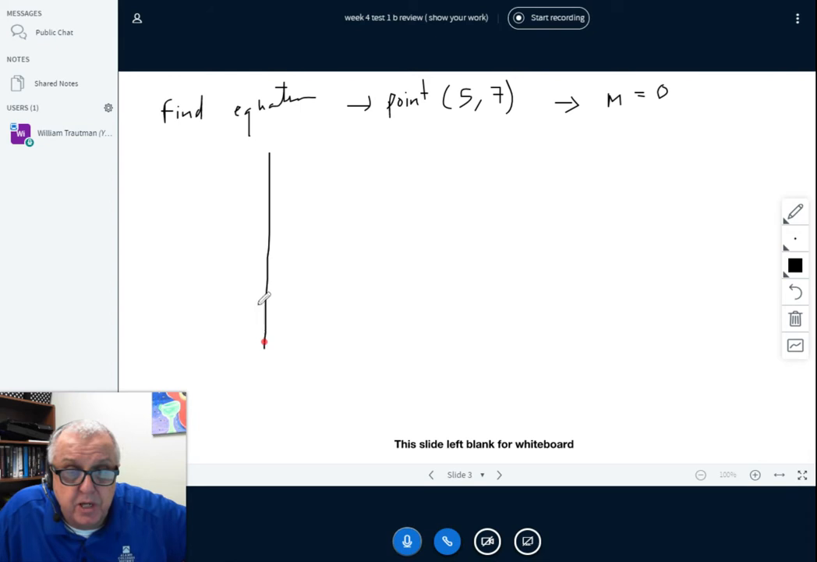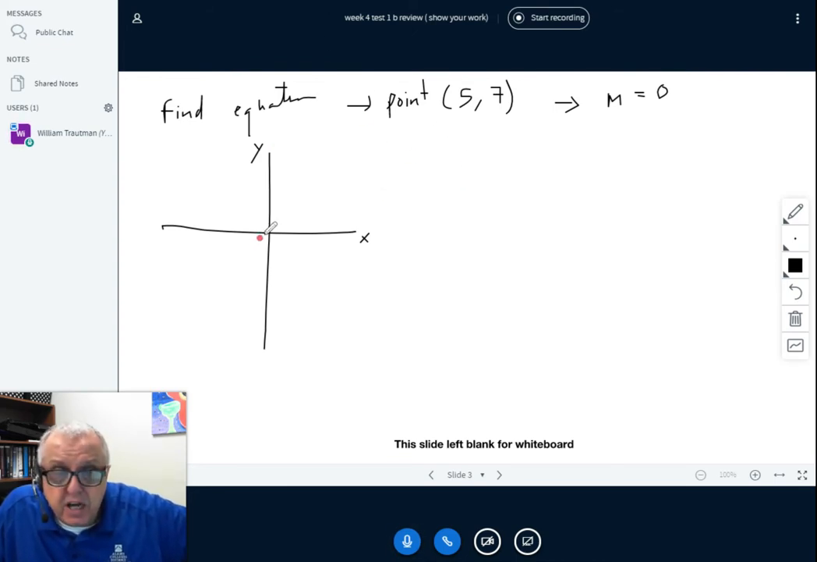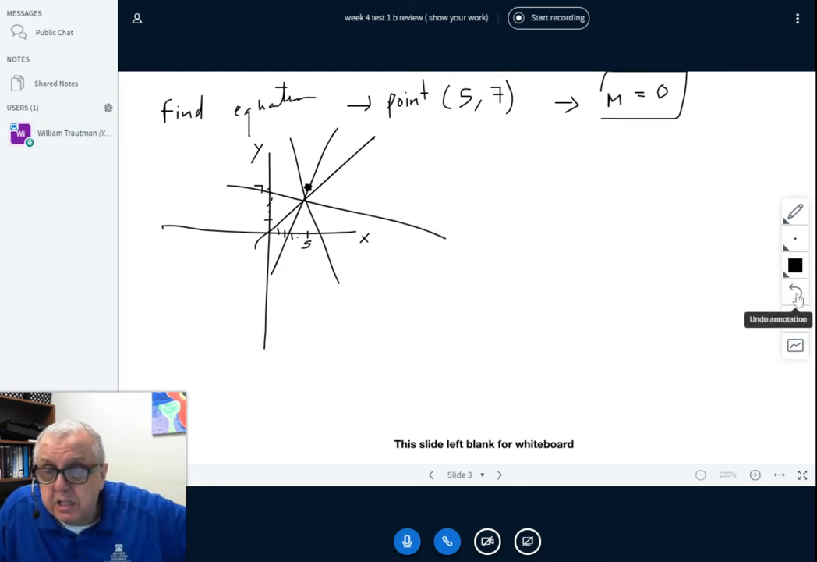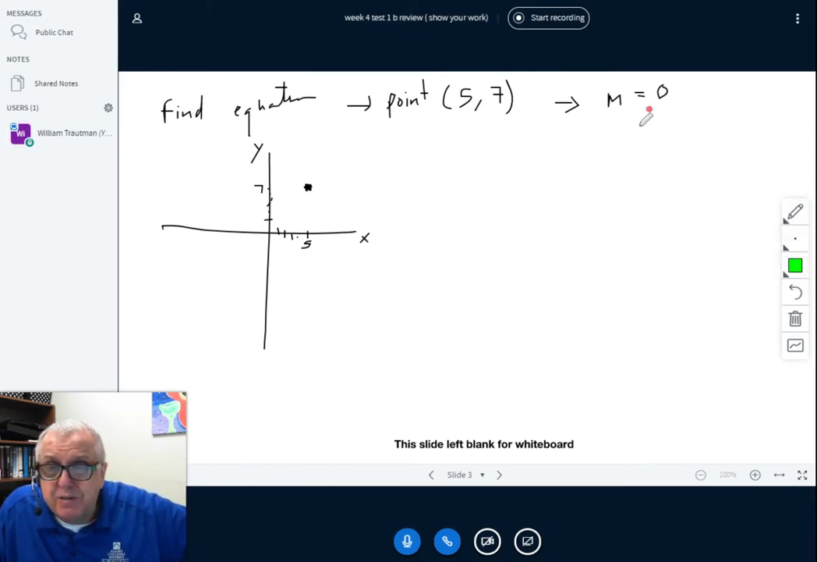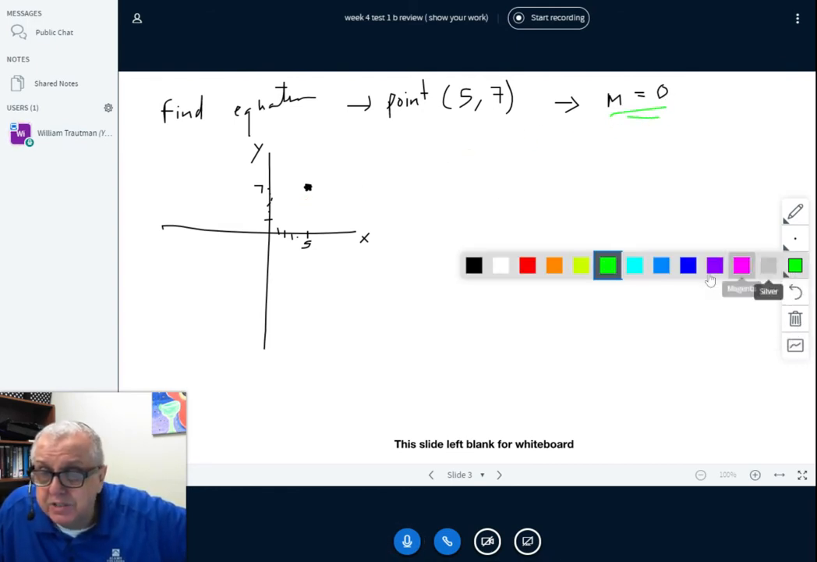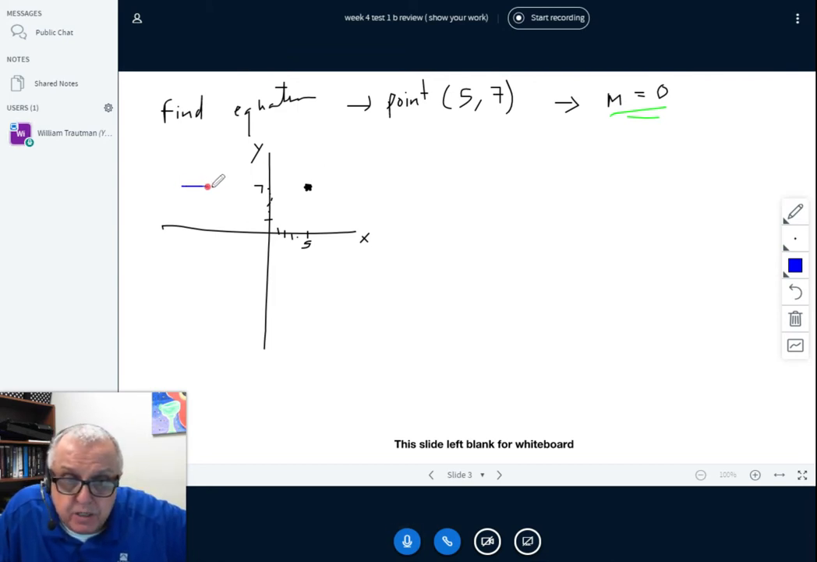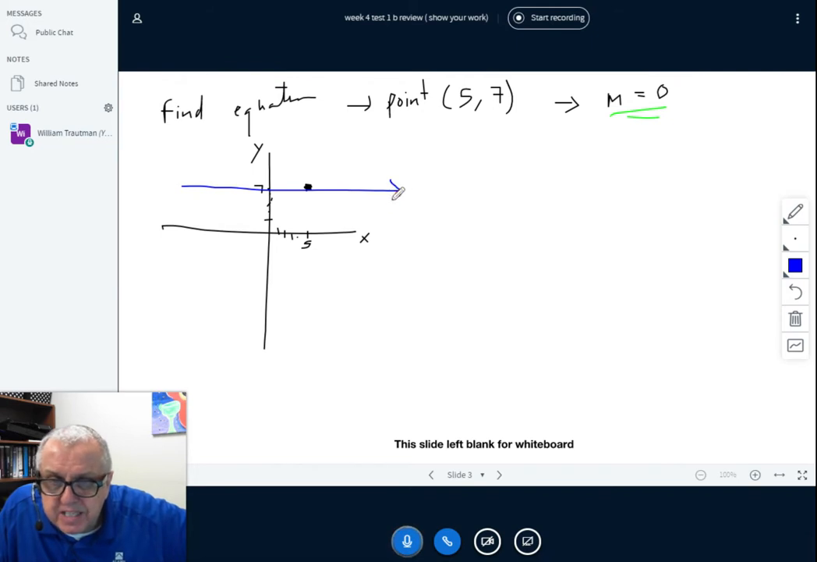Now for this particular problem, I would just draw a Cartesian coordinate system. There's the x-axis, there's the y-axis. 1, 2, 3, 4, 5, 7, the point 5, 7 is right there. And I find an equation where the slope is 0 and it goes through this point. So I have to find the equation of a line that goes through that point, but the slope is 0. Well, a 0 slope means you're dealing with a horizontal line. So the line has to be horizontal going through that point. I mean, this is how I would draw it.